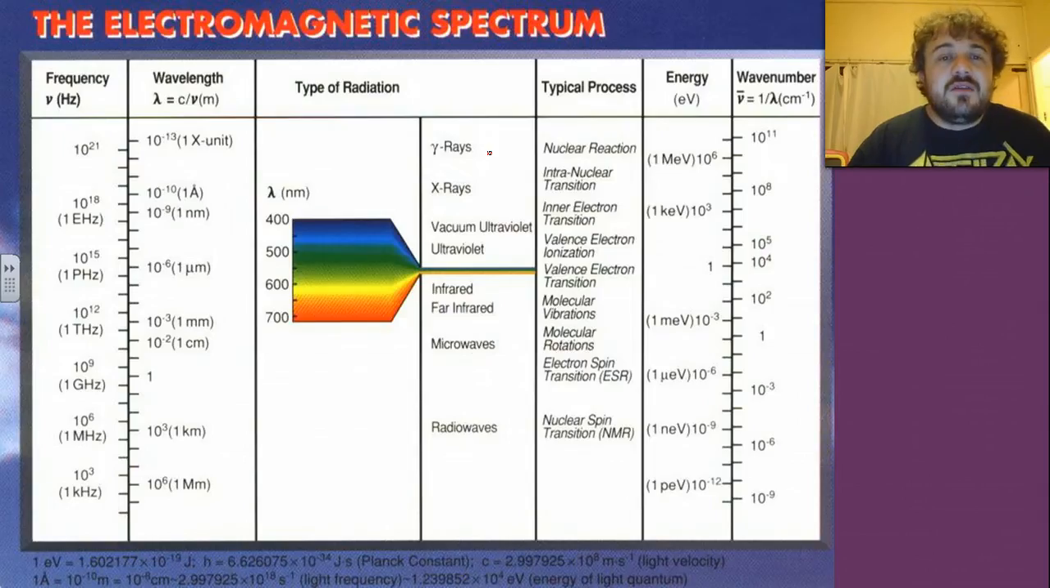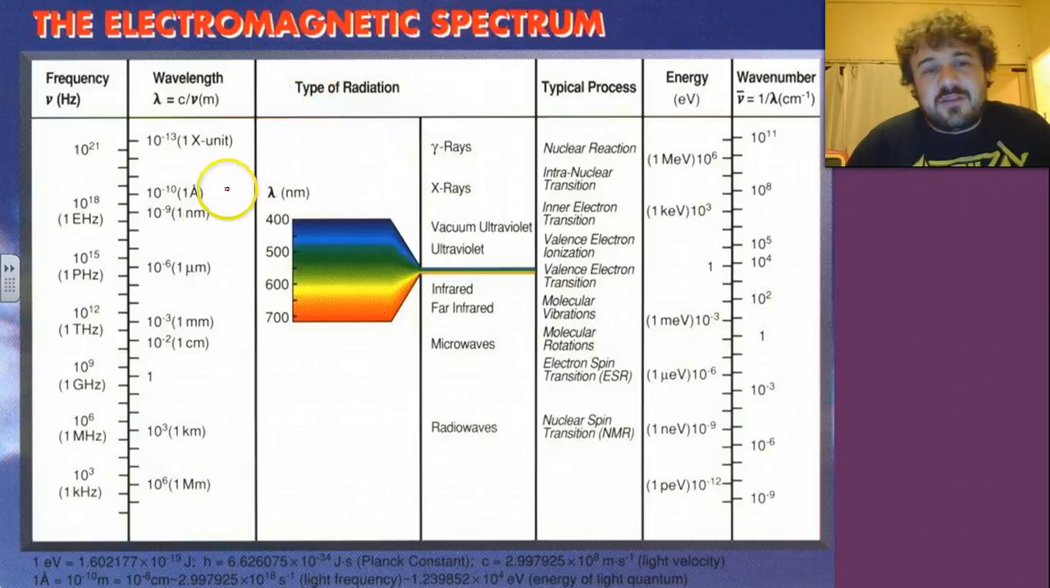Alright. So again, here's just another representation of the spectrum. And it just compares sort of a bit closer. So here's frequency and wavelength. That's the interesting part here. Here's the different types of radiation that links to that.